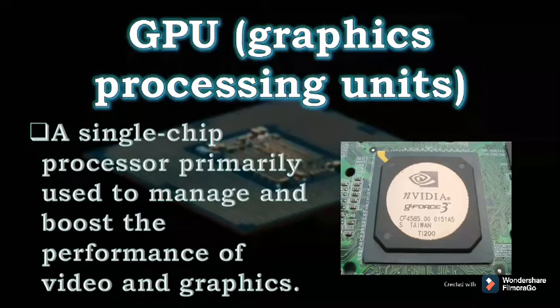GPU or graphics processing unit, a single chip processor primarily used to manage and boost the performance of video graphics. A graphics processing unit is a specialized processor originally designed to accelerate graphics rendering.